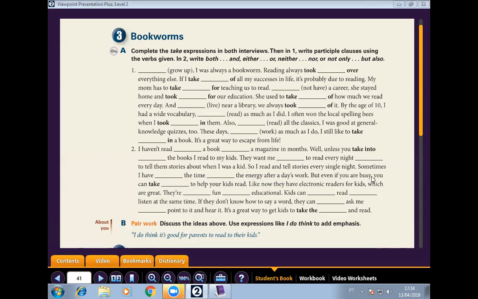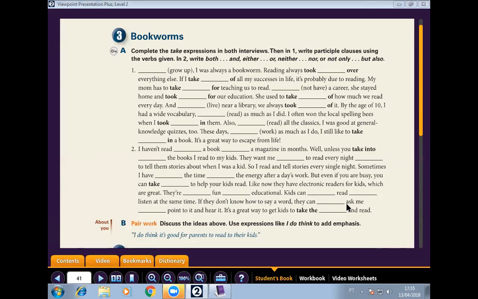But even if you are busy, you can take steps. When you take steps, you do something positive. Okay? You do something positive to help your kids read. Like now they have electronic readers for kids, which are great. They are both fun and educational. My kids can both read and listen at the same time.